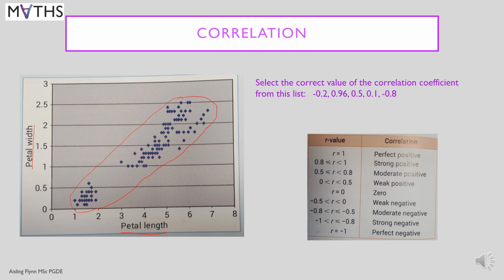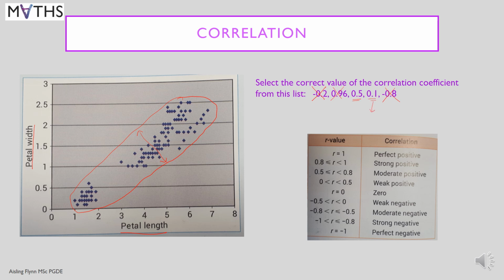I can see that as the length gets larger, the width gets larger. That's the trend. So we definitely have a positive correlation. For that reason, I can discount the -0.2 and the -0.8. Next thing I look at is how close together all the data is. It's quite widely spread, and for that reason I'm going to discount 0.96 because that would be very close to a perfect straight line. So we're left with 0.5 versus 0.1.